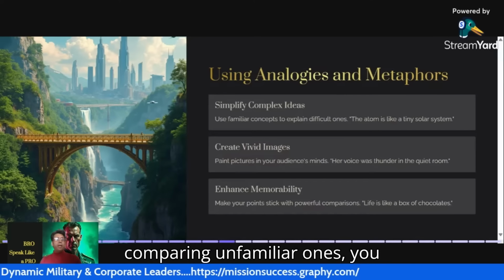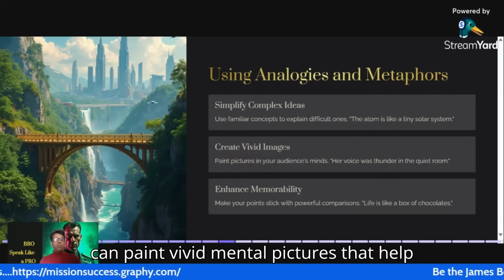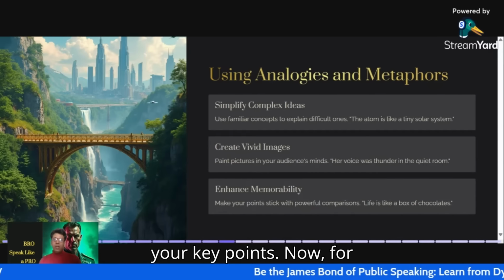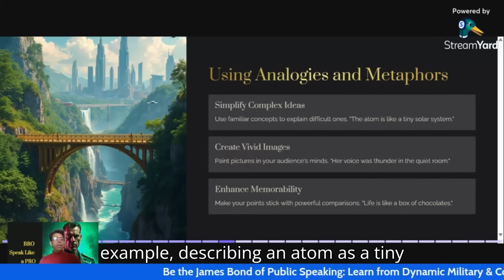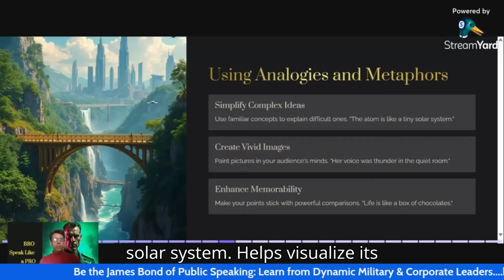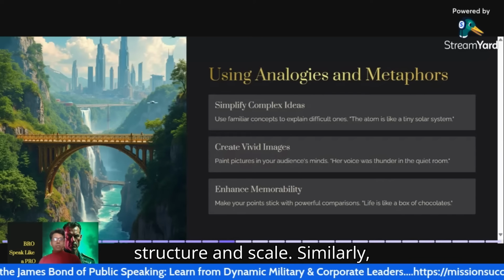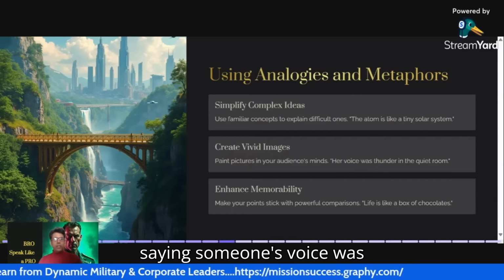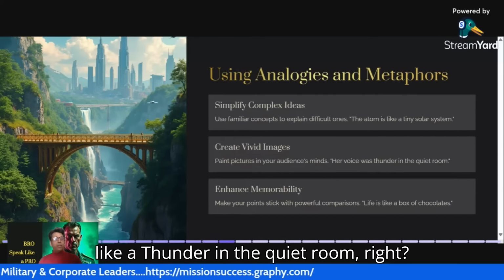So by comparing unfamiliar ones, you can paint vivid mental pictures that help your audience understand and remember your key points. Now, for example, describing an atom as a tiny solar system helps visualize its structure and scale. Similarly, saying someone's voice was like thunder in the quiet room, right?